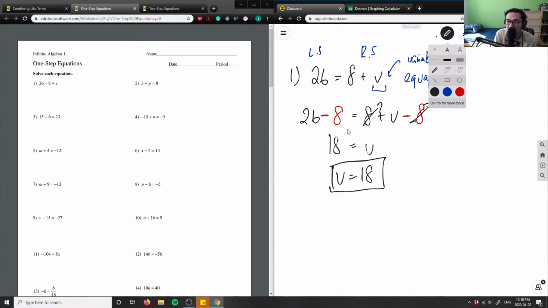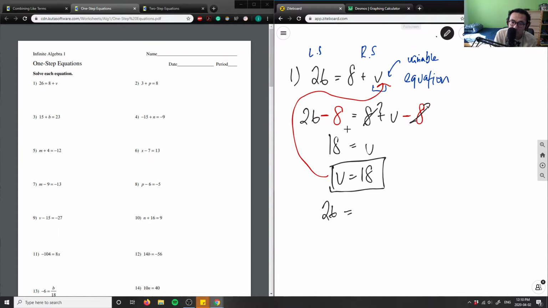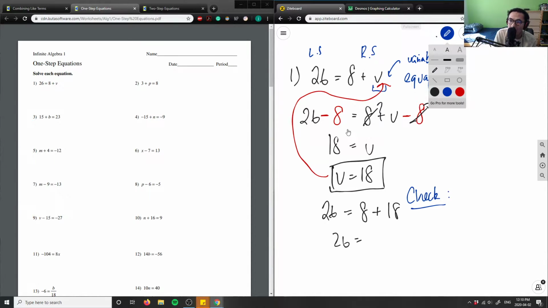And what we can do is we can check our work, right? We can actually always sub this variable back into the equation. So how we do it, we do 26 equals, this is 8, and we know now v equals 18, right? So v equals 18, and then we just have to simply check, this is a check, right? We're simply just checking our work, let's check. And then we're doing 18 plus 8 obviously equals 26.